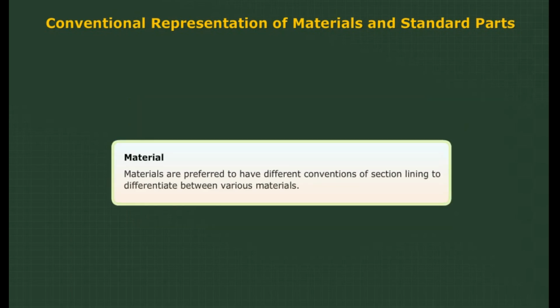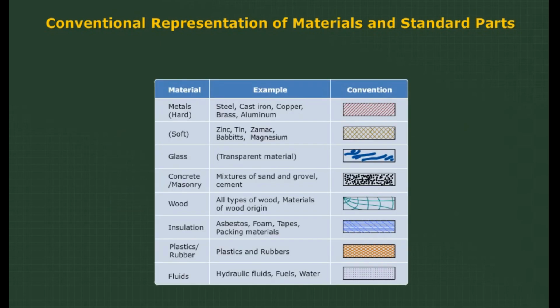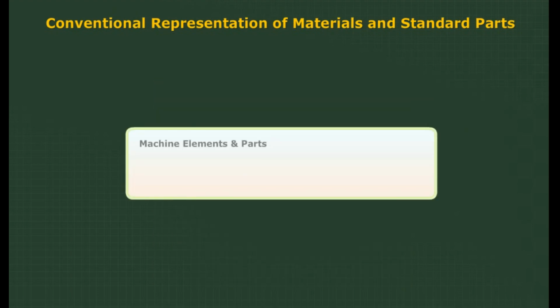As a variety of materials are used for machine components in engineering applications, it is preferable to have different conventions of section lining to differentiate between various materials. The recommended conventions for the materials are given here, in which the parts are sectioned to reveal hidden geometrical features. Hatching is the patterning of a section drawing with fine lines, as shown. This distinctively marks out one part from another. Hatching of these sections follows some pattern which is indicative of the type of material.